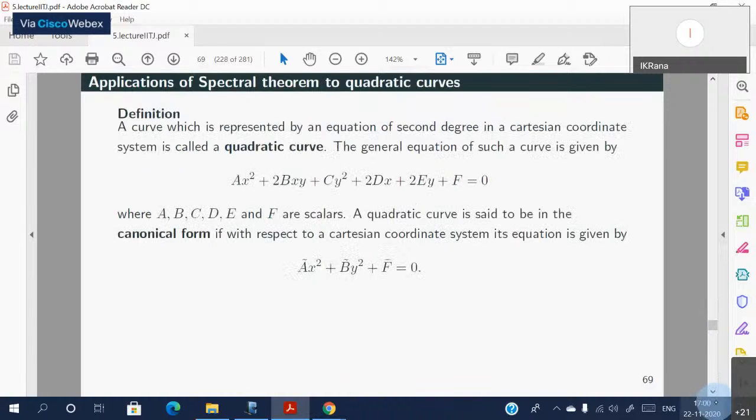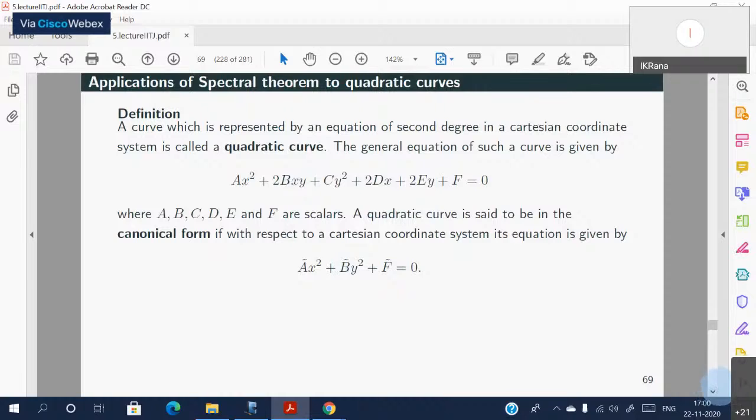Another application of diagonalizability is what are called quadratic curves. For example, an equation like ax square plus 2bxy plus cy square plus dx plus ey is a quadratic equation in two variables. This is called a quadratic curve. If you can make the coefficients of bxy, dx and dy to be 0, then it is called the standard form. The standard forms are, for example, a circle, ellipse, hyperbola and parabola.